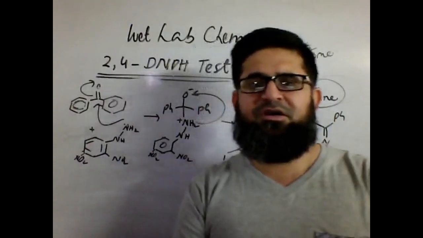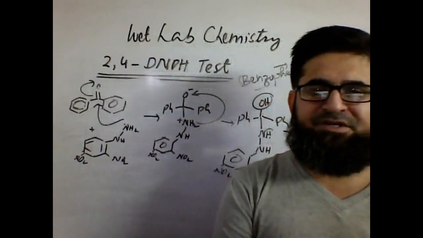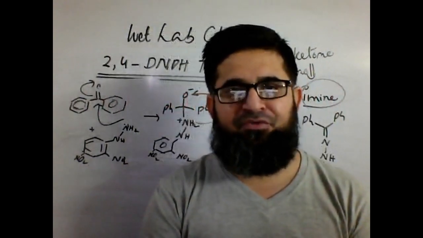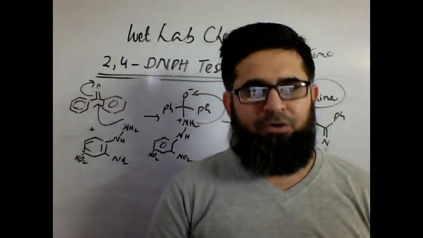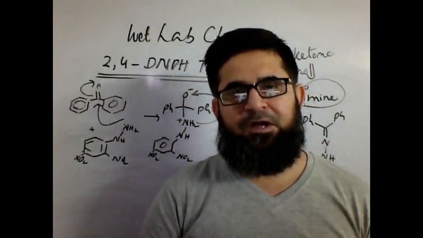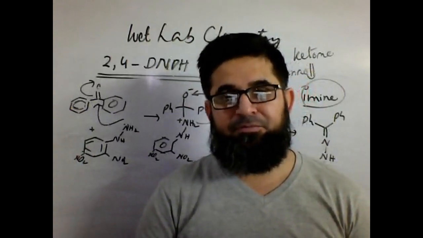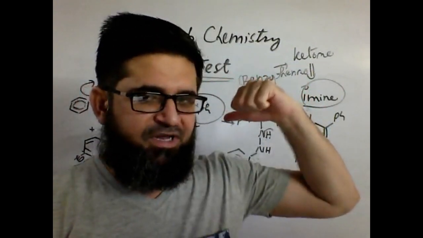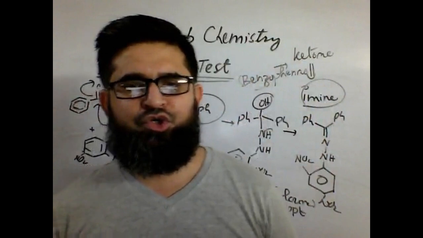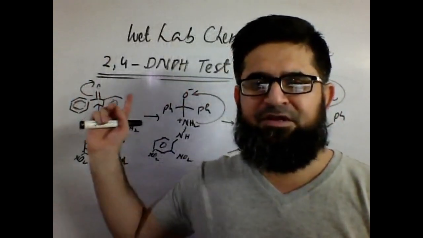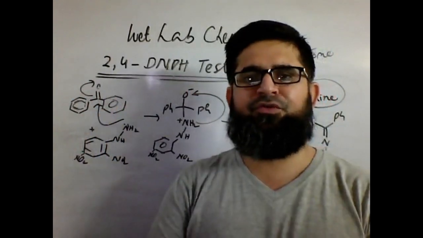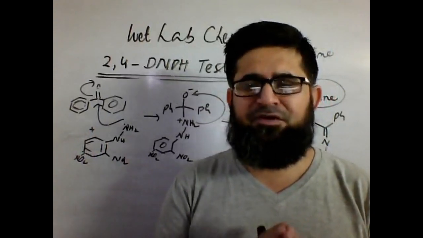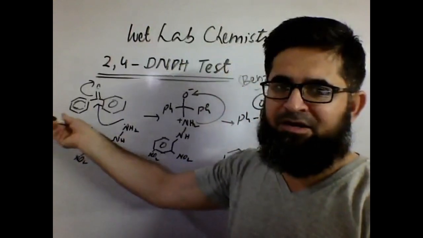So this is called the 2,4-DNPH test. Pretty easy to understand and pretty easy to perform. This is how you can identify a given unknown carbonyl compound. Now the carbonyl compounds, as I've told you, both aldehydes and ketones show their presence when they are tested using the 2,4-DNPH test.